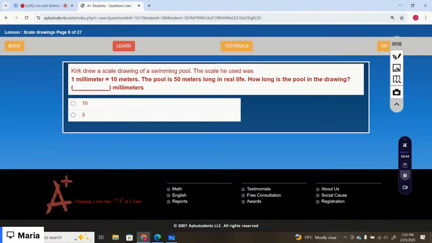Craig drew a scale drawing of a swimming pool. The scale he used was 1 millimeter equals 10 meters. The pool is 50 meters long in real life. How long is the pool in the drawing? So, which is the correct option?